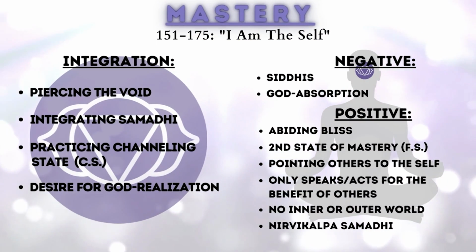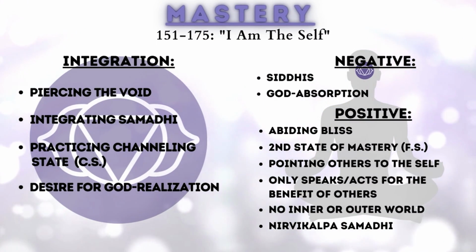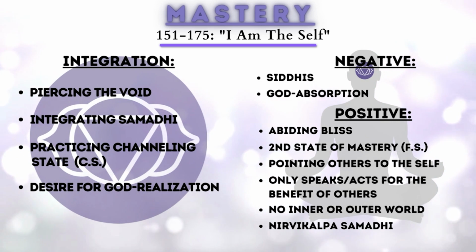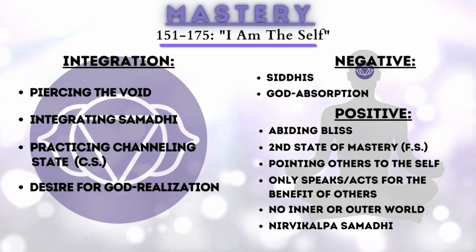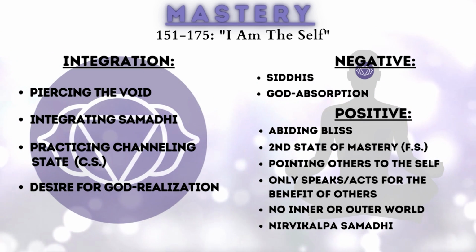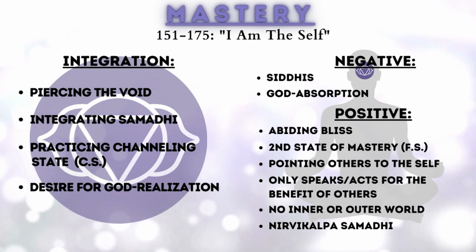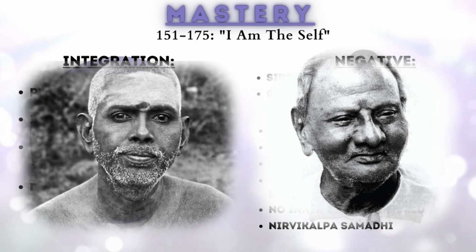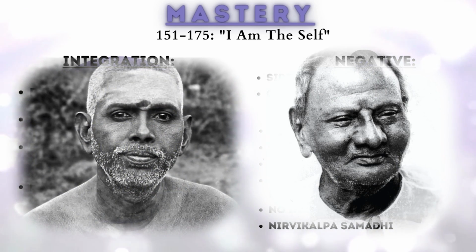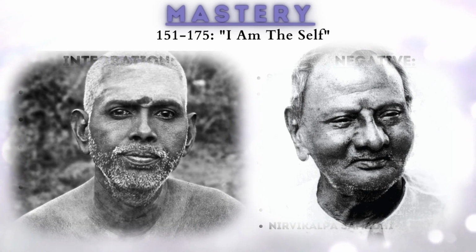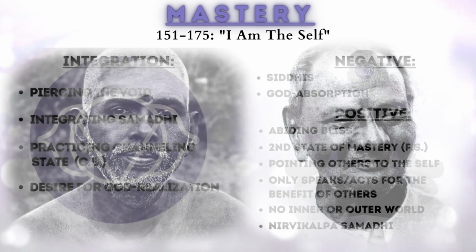And finally, we come to the state of mastery, which is the SQ range of 151 to 175. And the identity is, I am the self. This is the level of self-realization, the level of the great sages like Ramana Maharshi and Nisargadatta. It would be difficult to describe the experience at this level if it were not for the writings of the great masters of Tibet and India, who have done a noble job at describing it.